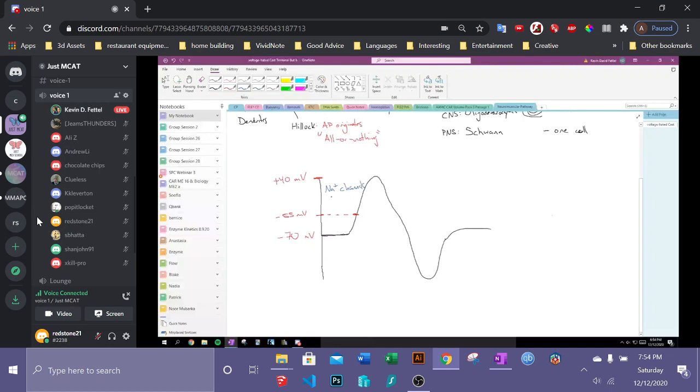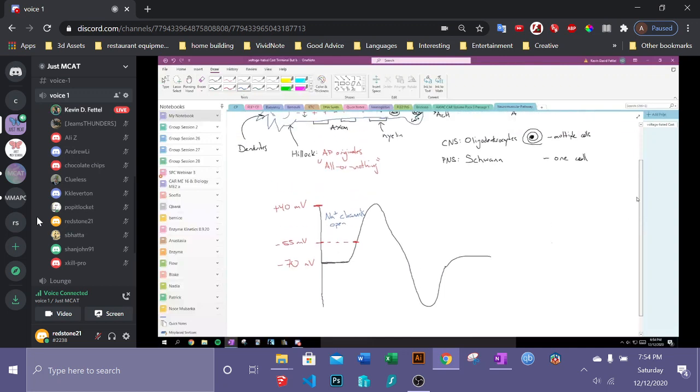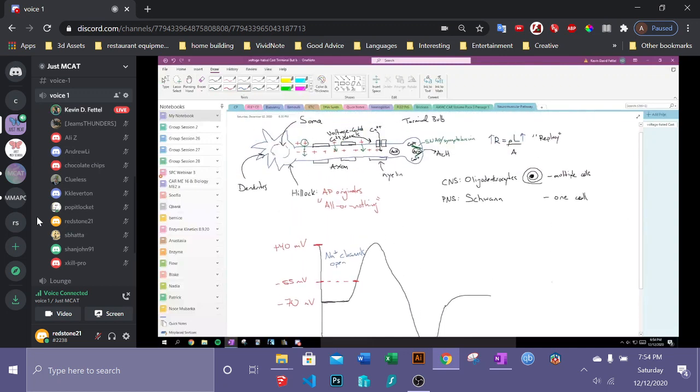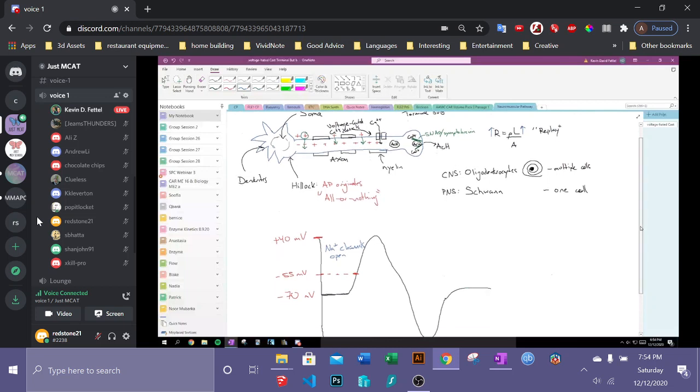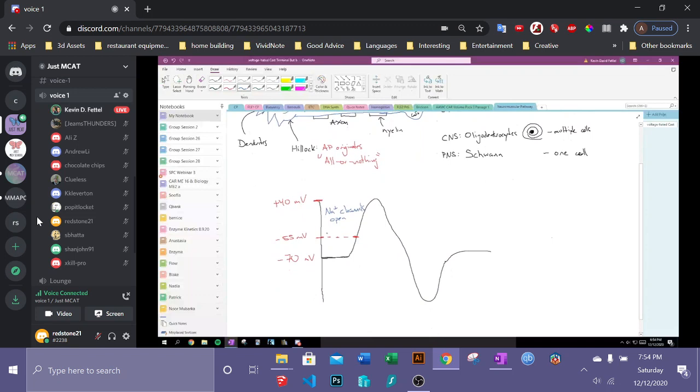Maybe I should have left myself a little bit more space. In what direction does the sodium come in? Well, if you think about our drawing, we said positive charges, in this case sodium, would be moving in. As soon as those sodium channels open, they're now able to move in. So sodium is able to move inside of the cell. Na plus moves inward.